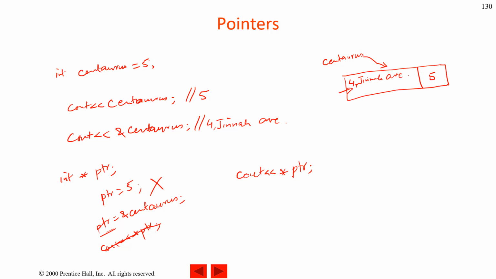So what this is saying is, I can write it like this, or I can write it with the braces or with brackets, it doesn't matter. What I'm saying is that what I want is the value corresponding to whatever this pointer is addressing. This is a pointer PTR. This is not possible. It cannot contain a value, but it can contain an address. That address is 4 Jinnah Avenue.